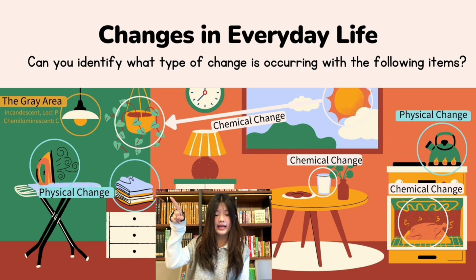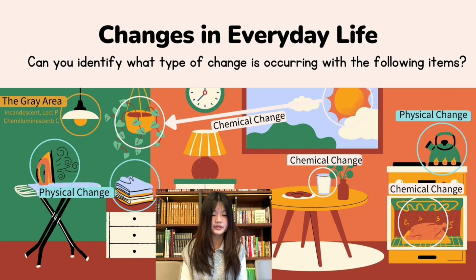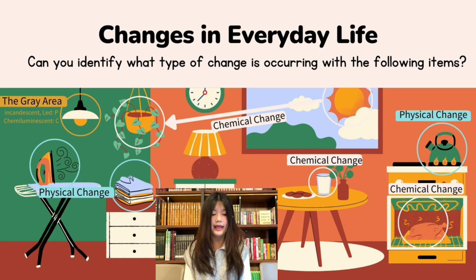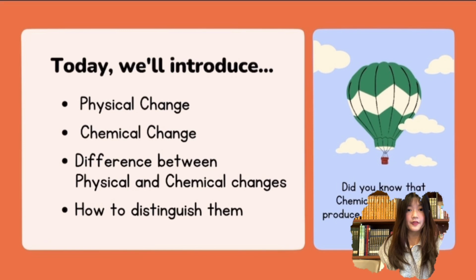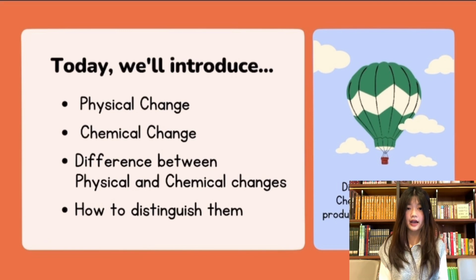On the top left is the gray area of light bulbs. For traditional light bulbs like incandescent bulbs or LED bulbs, the light emission is a physical change. For special cases such as chemiluminescence bulbs, used in scientific experiments, if the light emission involves a chemical reaction, such as the burning of certain gases, the seemingly ordinary things in our daily lives often hide fascinating scientific principles.